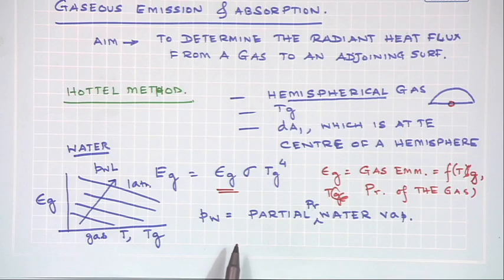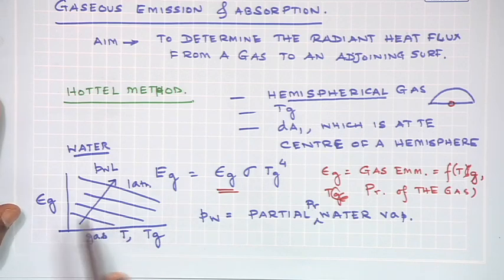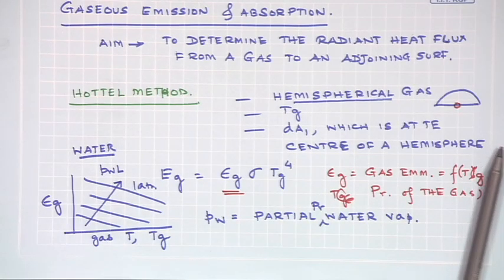Not only that, if instead of water you have carbon dioxide present in air, then you are going to have a different curve for the value of epsilon g. So, in other words, a pressure correction must be made if the pressure is different from that of the atmospheric pressure. Secondly, if it is not water vapor but some other participating medium that is present, another family of curves would have to be available in order for us to make the calculation.